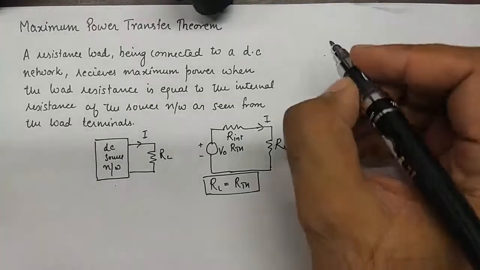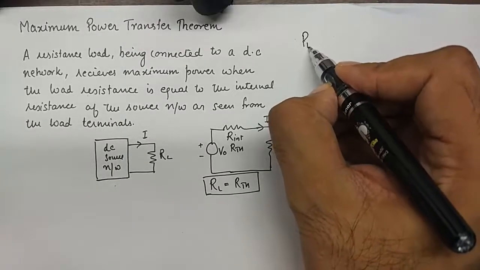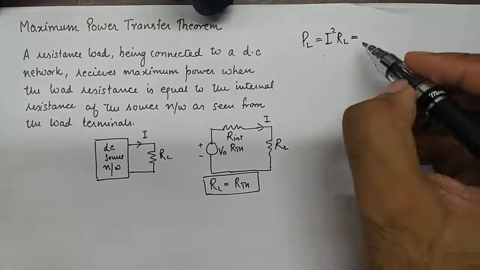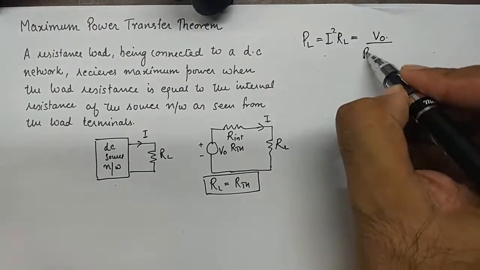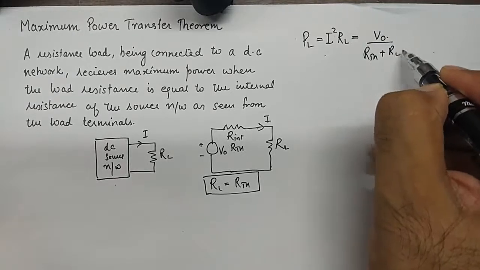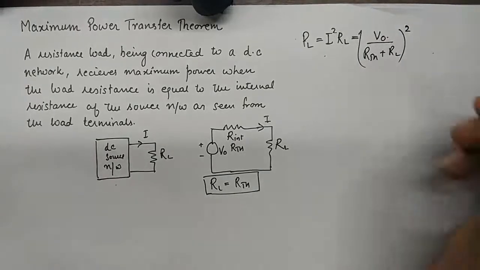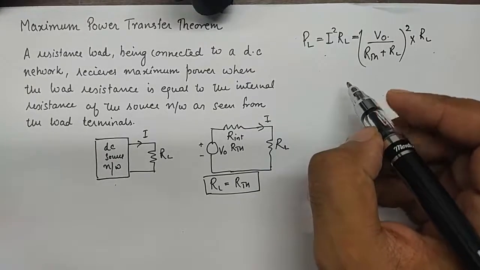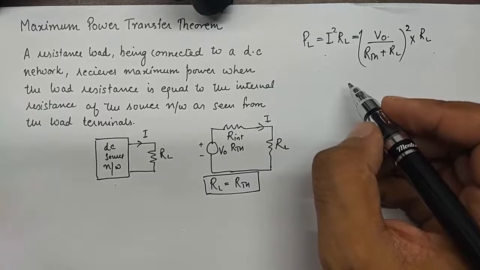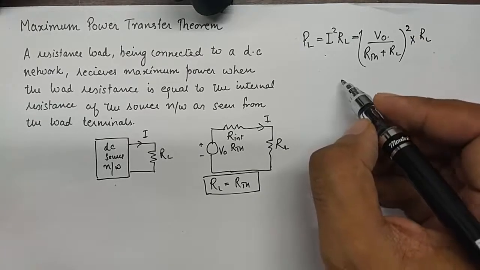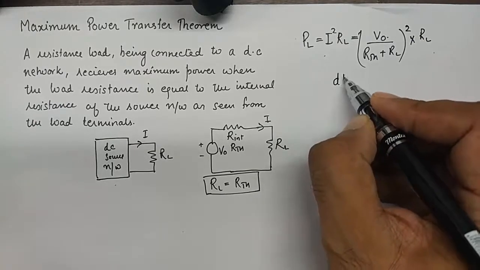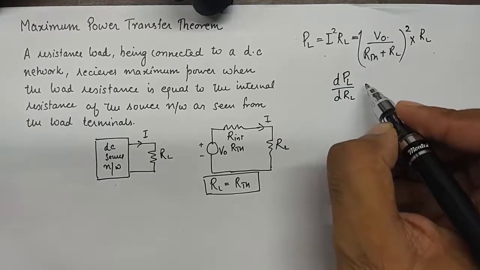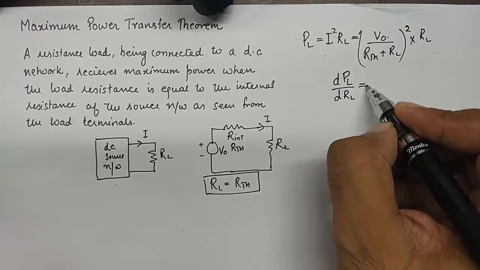And theoretically, the power at the load is equivalent to I square RL, where I is V0 upon RTH plus RL, square into RL, and we know that the maximum power is received when dPL upon dRL is made 0.